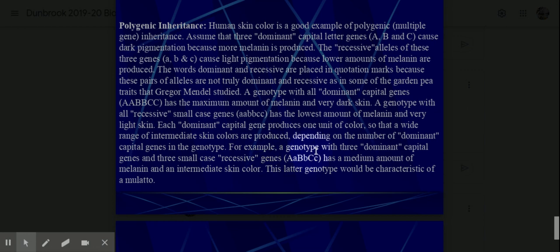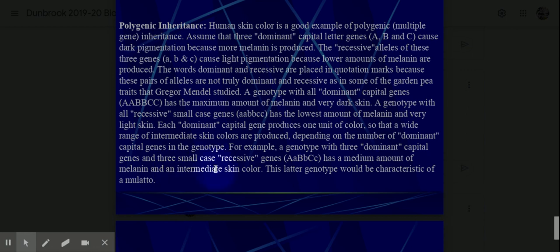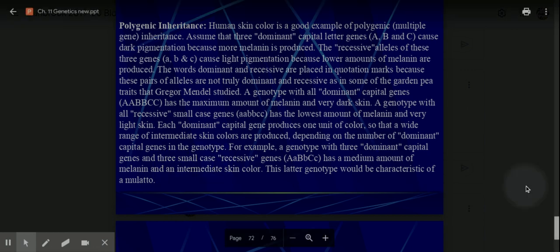So for example, a genotype with three dominant alleles and three recessive alleles, heterozygous for all those alleles, you'd have a medium amount of melanin, a medium amount of that pigment, which would give you a medium, intermediate skin color. This can get very, very complex.